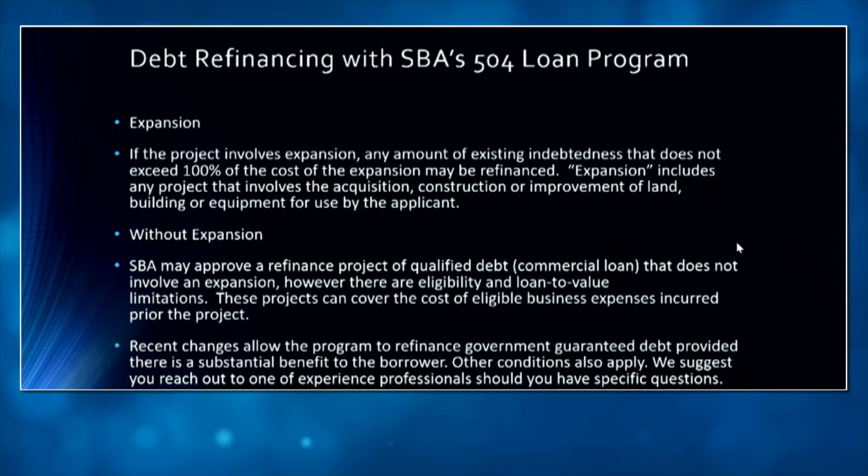So if it's owner-occupied real estate, however, there are eligibility loan-to-value limitations. These projects can cover eligible business expenses incurred prior to the project. So the rule of thumb is 85% of the original indebtedness needs to line up with SBA eligible use of proceeds on the 504 side, and then you can include other eligible business expenses. Now, part of the problem is eligible business expenses could be incurred but not paid, or could be paid out within 18 months of the application being approved by SBA. So it's a fairly narrowly defined set of other eligible business expenses that can be included.